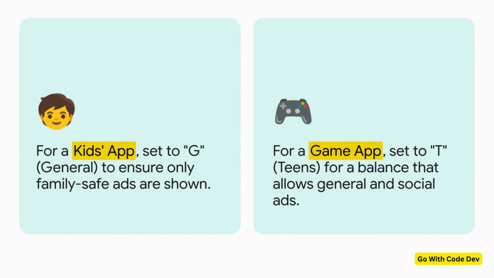So here's how you'd actually use it. For that kids app, you just set it to G. Done. Easy. But for, say, a gaming app that has a much broader audience, T for teens can be a really great balance. It lets more types of ads in, which means more potential revenue, without showing anything that's too mature.